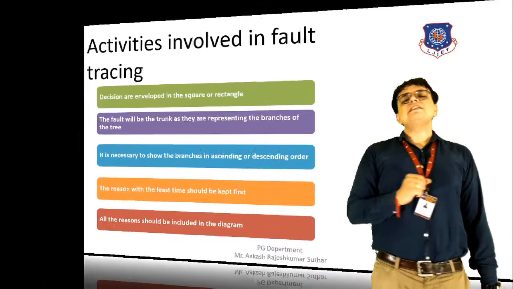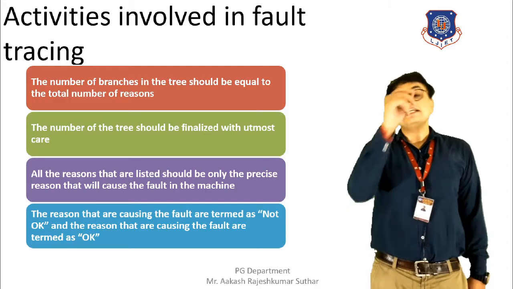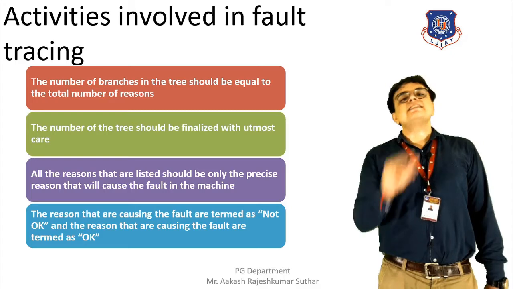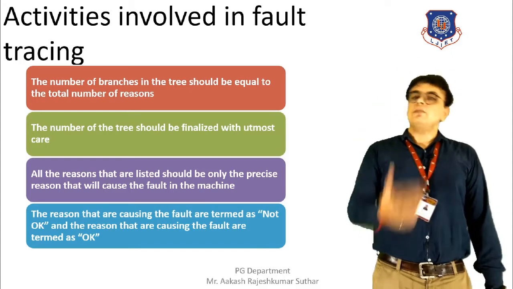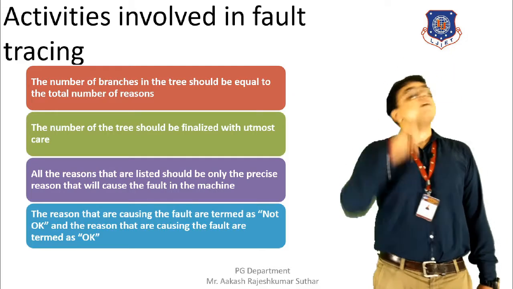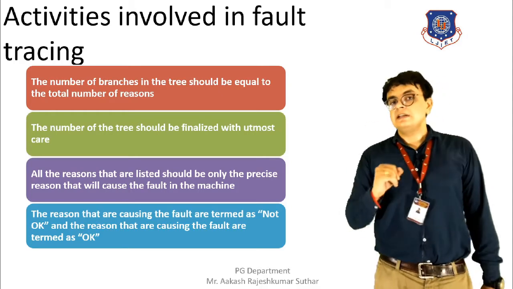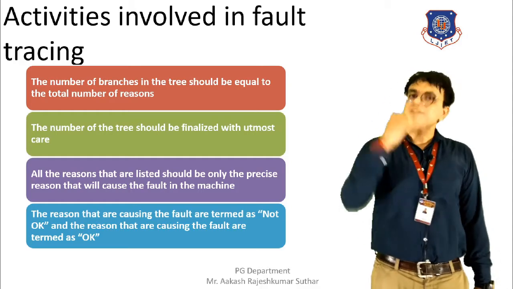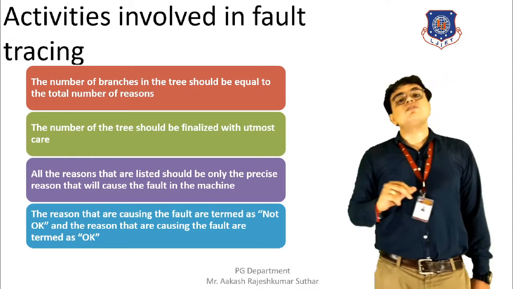Moving towards a further discussion, the number of branches in the tree will be equal to the total number of reasons. I have also discussed this in the previous slide: the more the faults, the more reasons will be required. The number of branches should be finalized with utmost care. Before finalizing the tree, we should take all the considerations, all the decisions, all the reasons into consideration, and only after that finalize the tree.